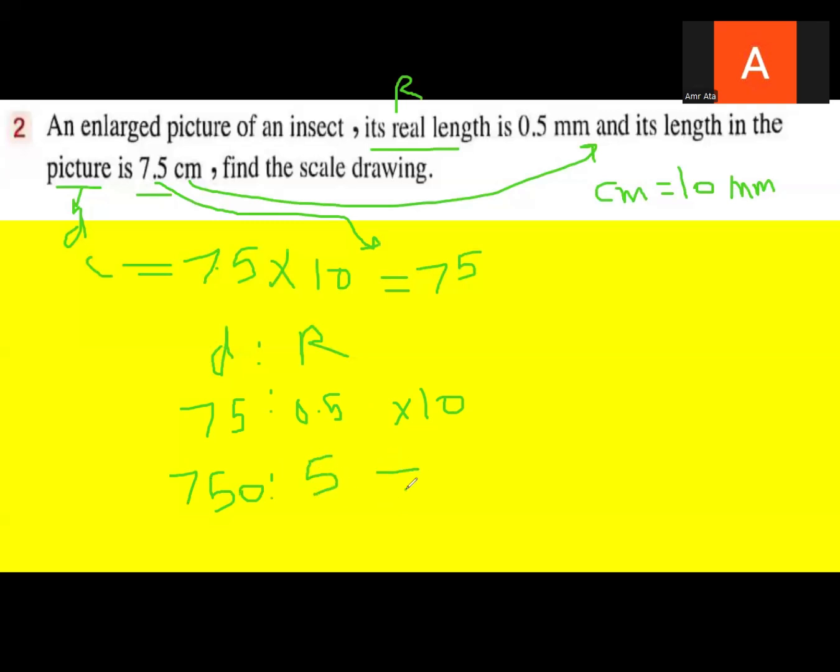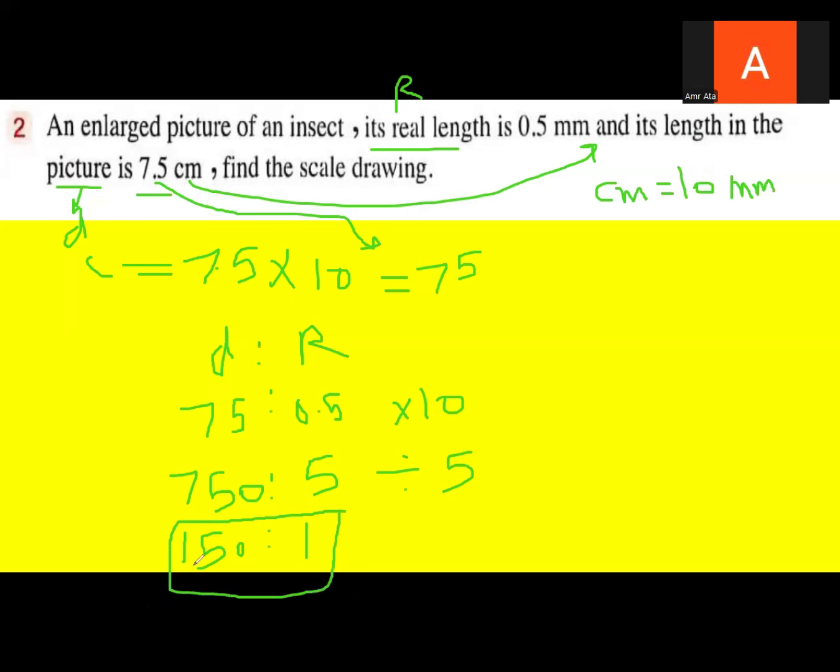Okay, simplification: divide by 5. 750 divided by 5 equals 150. You can use the calculator. 5 divided by 5 equals 1. So the scale drawing is 150 to 1.